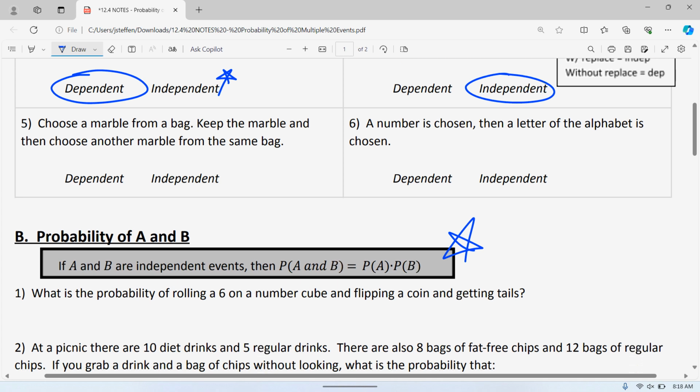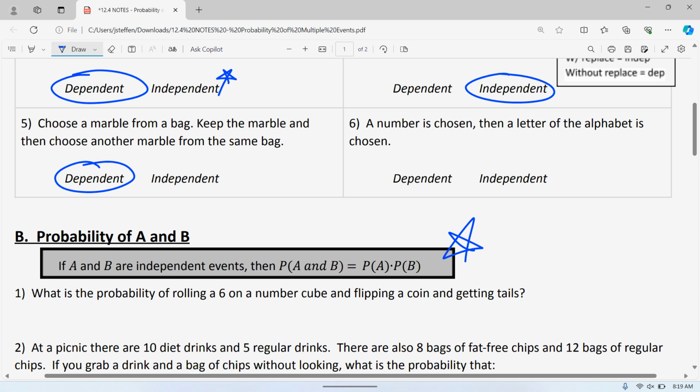So I choose a marble from a bag. I choose another marble. Again, since you kept it, you did not replace it, so it's dependent. I keep the marble and choose another one. Since you did not replace it, it is dependent.